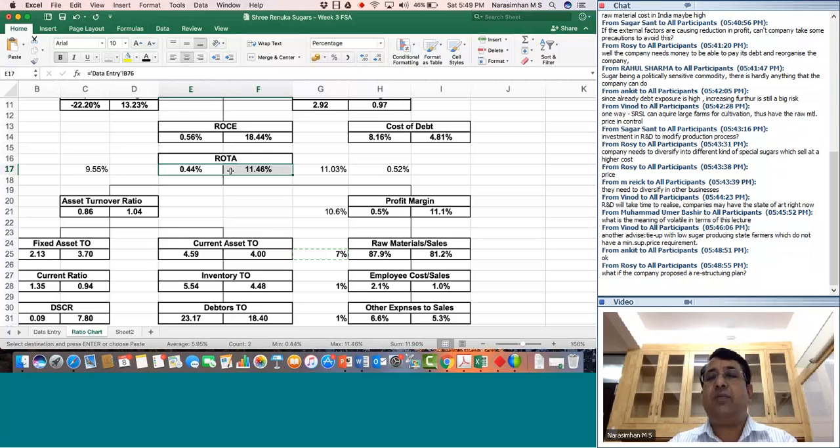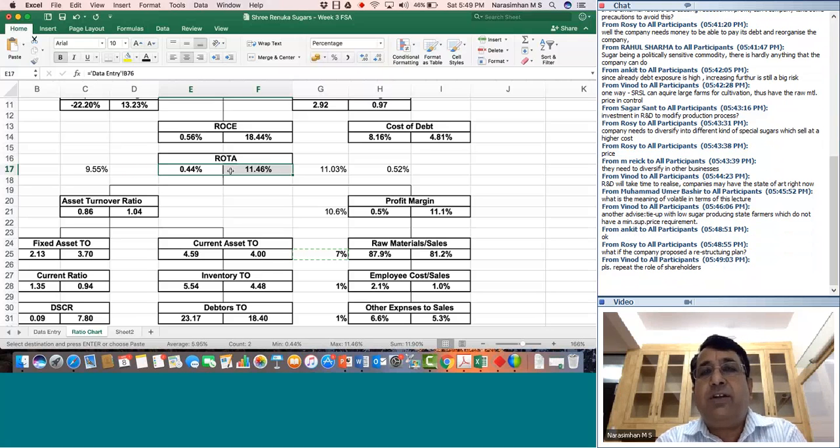What if the company proposed a restructuring plan? That's a good point. We may not have time to look into restructuring in this particular part. What is it that we will restructure? If I have, let's say, 5 businesses, I can go and restructure, bring down 1 or 2 businesses, and then start looking into that.